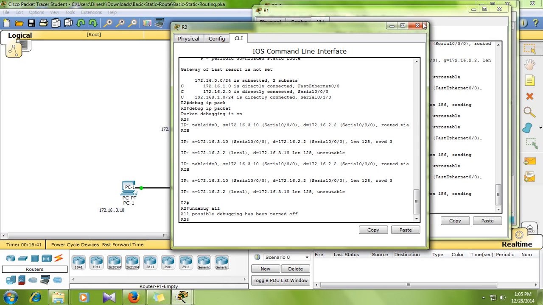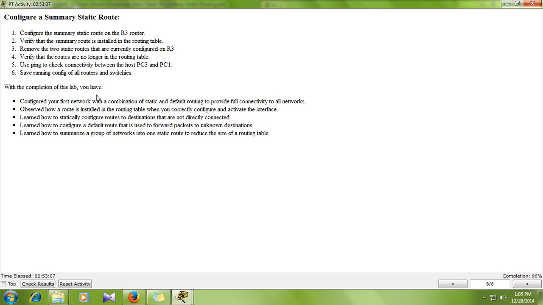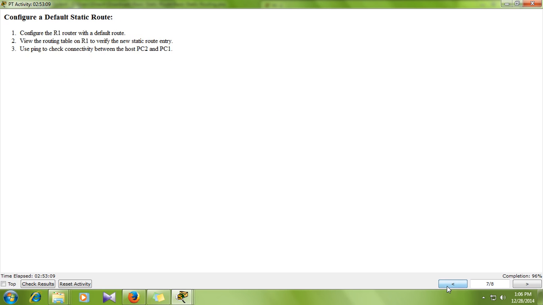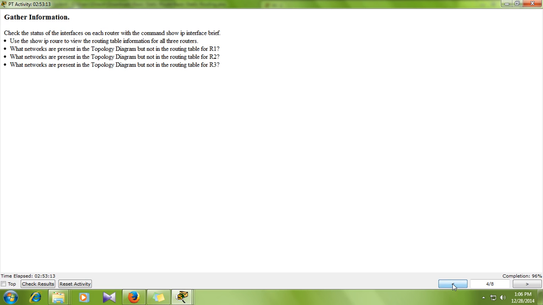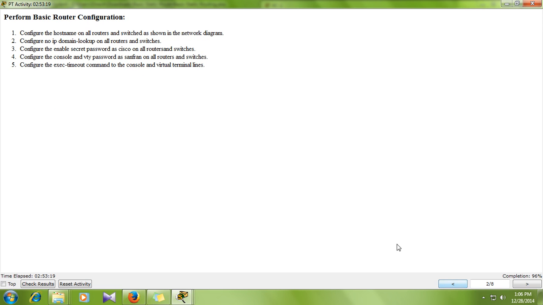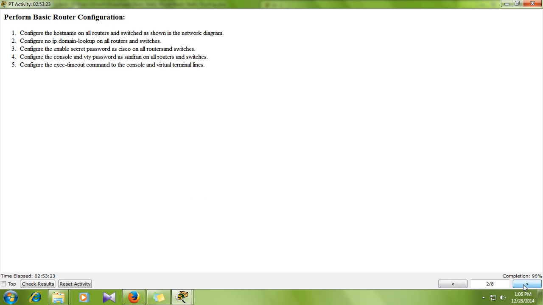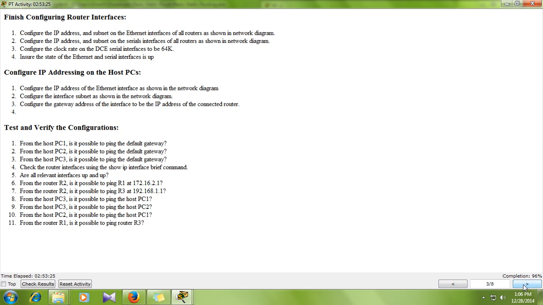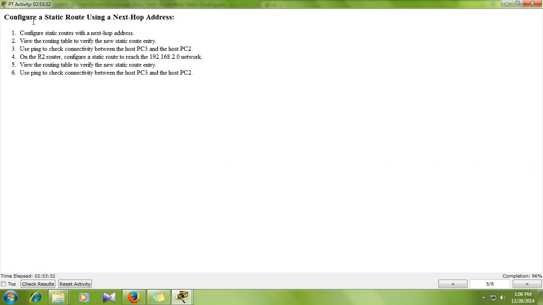Actually, the predefined tasks were here. The first four tasks were configuring the IP addresses, configuring the interface IP addresses on all the interfaces, configuring the console password, and configuring the telnet password. These are basic router configuration. I am not going to do the first four tasks. I am going to start from the fifth task.